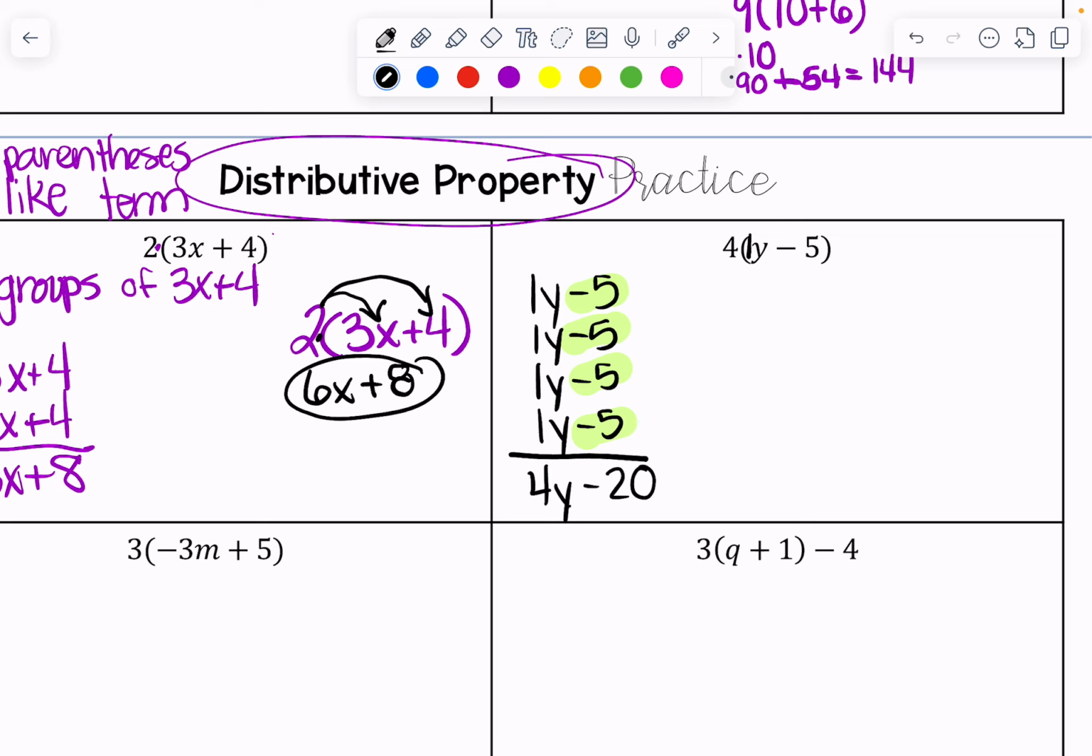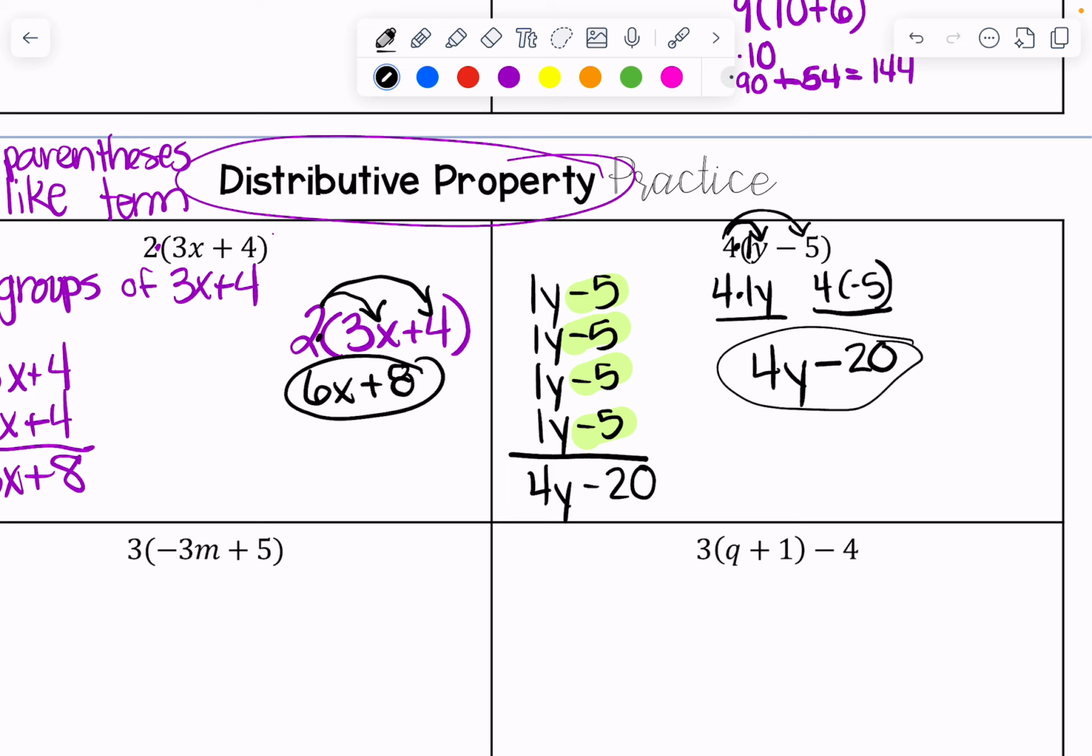If I want to use the distributive property and multiply that 4 across both terms, when we distribute, we're using the operation of multiplication. So I'm doing 4 times the 1y, and then 4 times negative 5. So 4 times 1y gives me 4y. 4 times negative 5 gives me negative 20. Because the 20 is negative, I can write that as subtraction. And so I would get 4y minus 20. I have no parentheses, I have no like terms, so it's in simplest form.